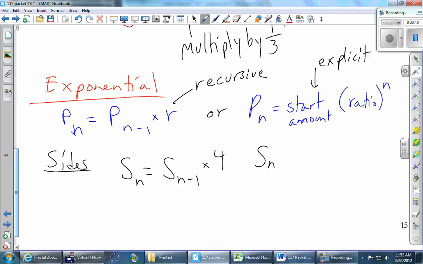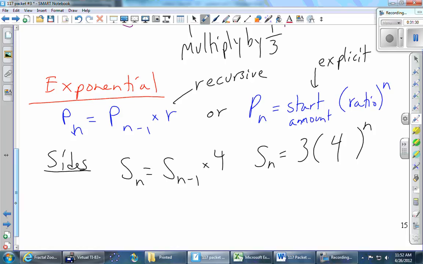S. Sn equals. What was the starting number of sides? It's in the table at the top. It's 3 times the ratio, the magic multiplier. What's the multiplier in that first column? 4. What's n? It's n. Stays there. It's the number of steps you're going to make. Jocelyn, is that what you had said? Jocelyn, this is what you said? Yeah. So let's make sure. All right, so do we see where the pieces go? How they get replaced by the numbers?